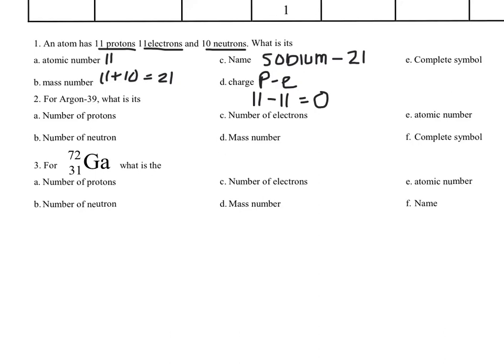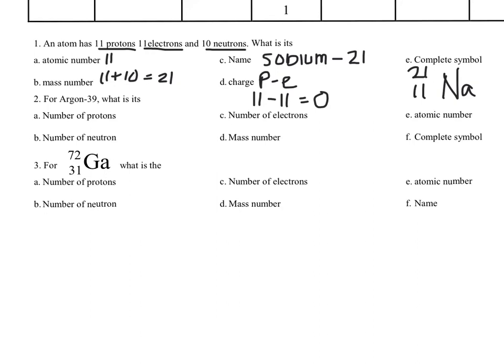Now, what would the complete symbol be for sodium? Well, sodium's symbol is Na. Its mass number we found out is 21, so that's the superscript that goes on top. And then the subscript, the smaller number, is the atomic number that goes on the bottom. And there you have it. From that information, we could figure out that it was sodium-21.